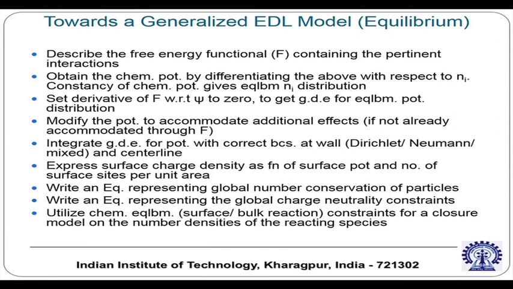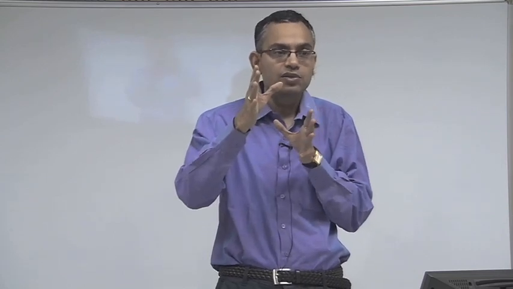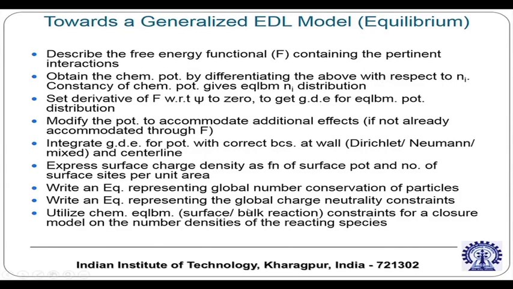So then, for modeling electrical double layer overlap you have to write additional equations. Write an equation representing the global number conservation of particles, write an equation representing the global charge neutrality constraints, because if you have non-zero potential at the center line and non-bulk value of the charge density at the center line, somehow you should constrain those values. These value constraints should come from the overall mass balance and overall charge balance. So that needs to be worked out carefully.